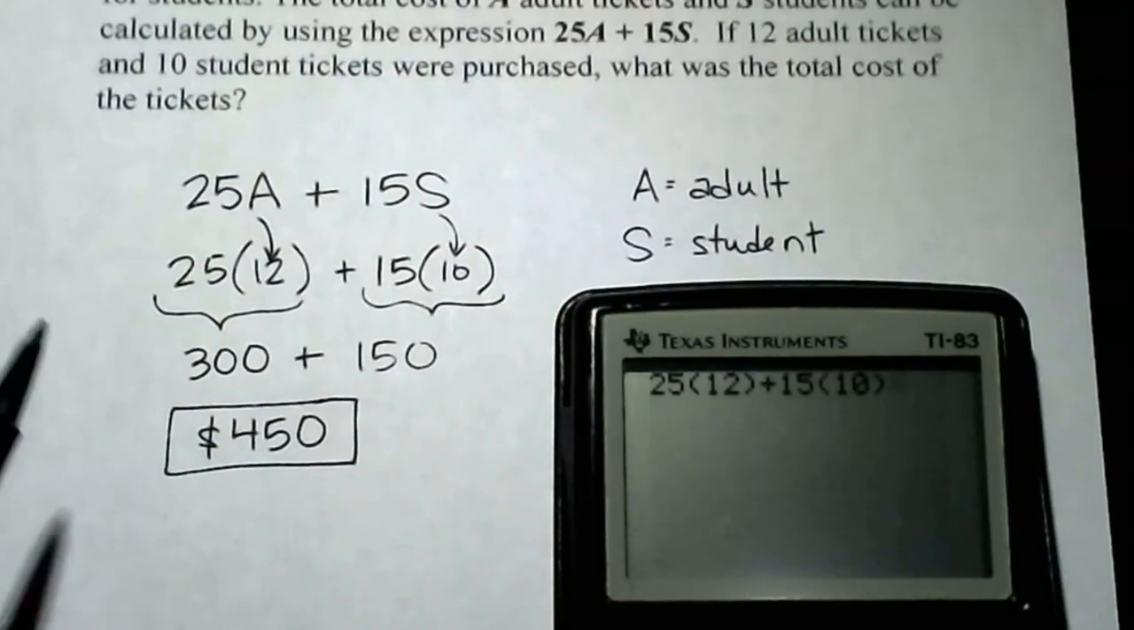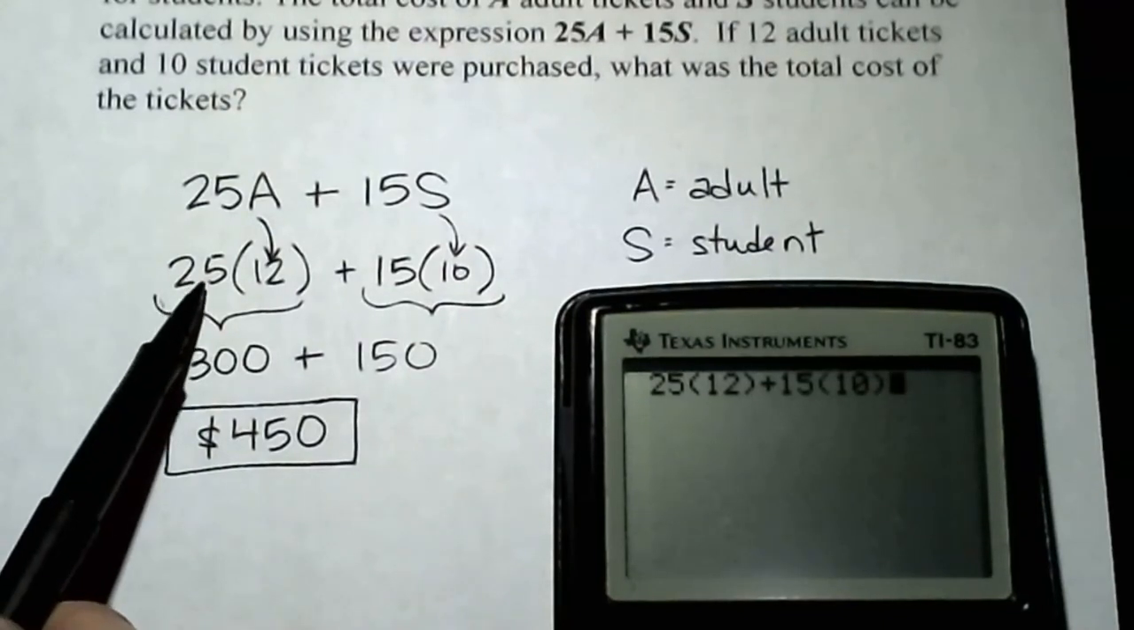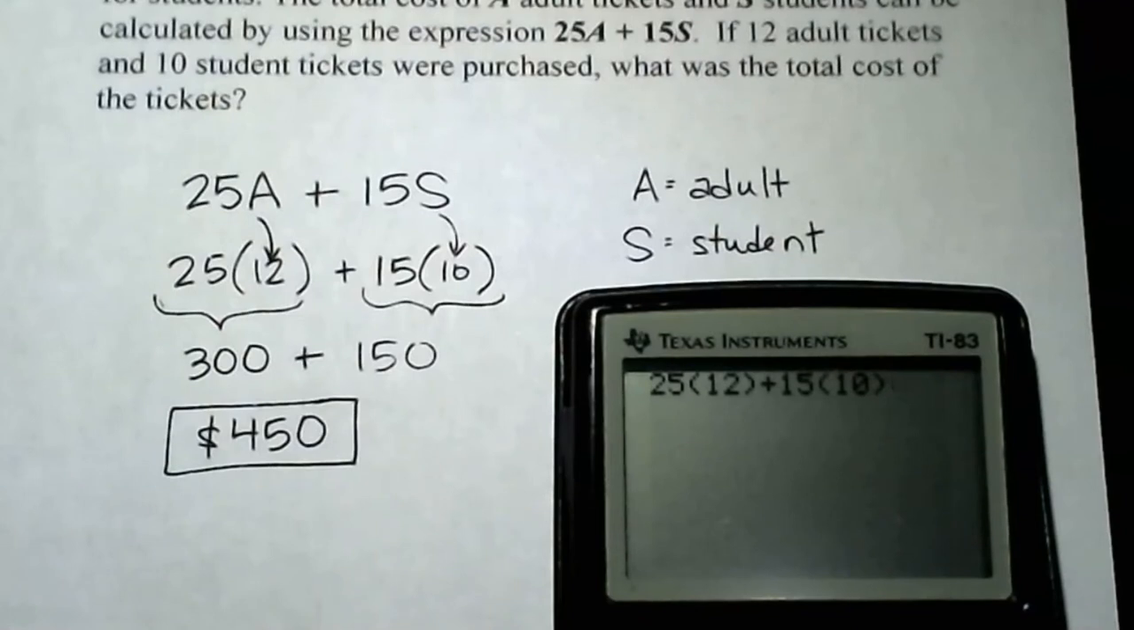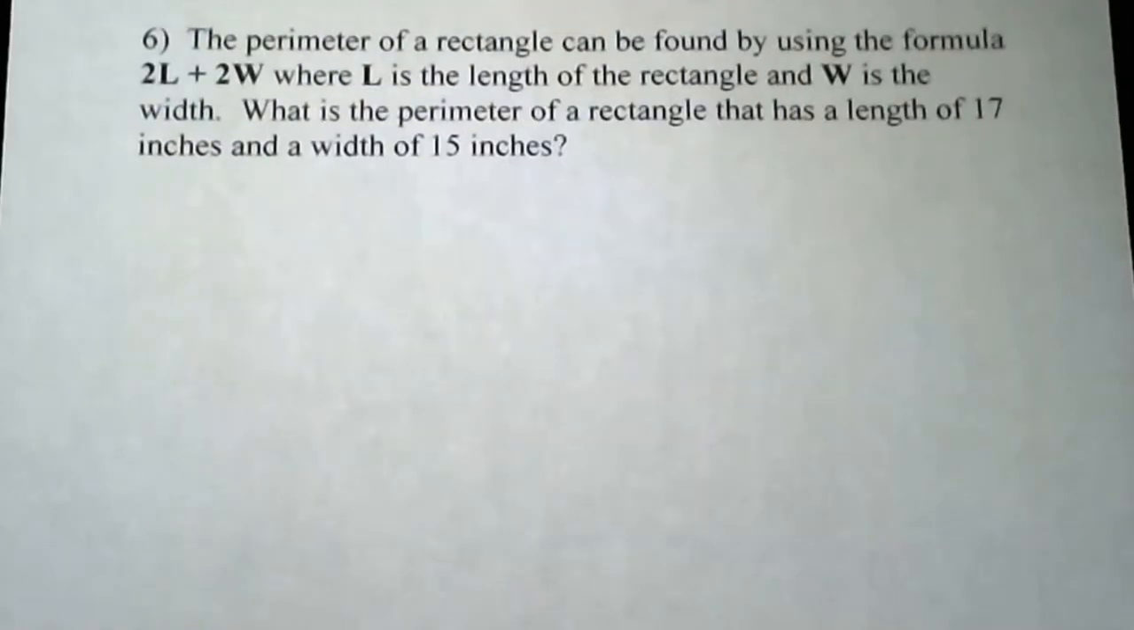Checking it with my calculator, I plugged in this line right here where we substituted, and I got 450, so this one's done. Number 6 says the perimeter of a rectangle can be found by using the formula 2L plus 2W, where L is the length of the rectangle and W is the width. What is the perimeter of a rectangle that has a length of 17 inches and a width of 15 inches?